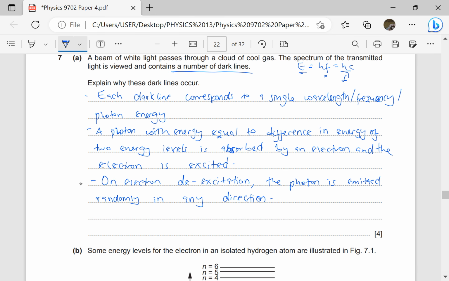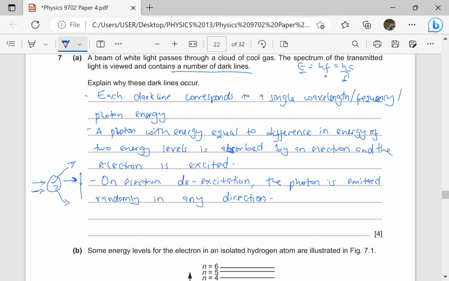So I explained this in quantum physics. I remember when light passes through a gas, for example, some photons whose energy is equal to the difference between two energy levels are absorbed. On re-emission, they may not be emitted in the same incident direction. They are emitted randomly. They may be emitted in any direction. Such photons will not be present in the original direction of the incident light. Therefore, such photons will be missing on the screen.